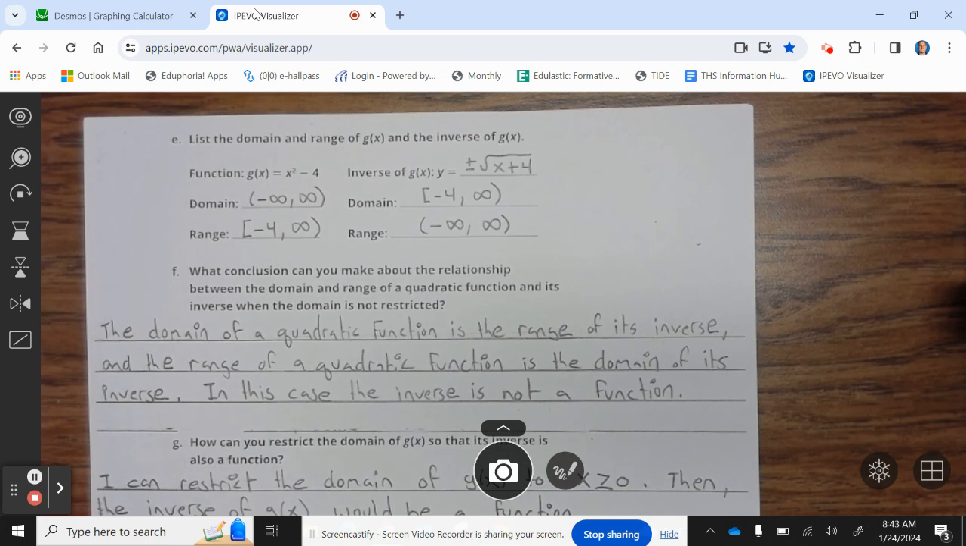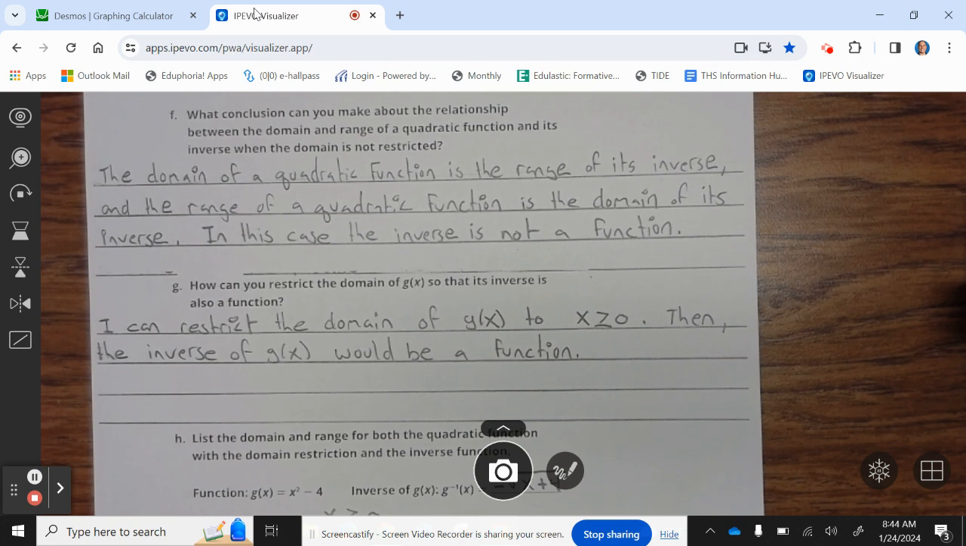E. List the domain and range of g of x and the inverse of g of x. Function g of x equals x squared minus 4. The domain is negative infinity to positive infinity. Range is bracket negative 4 to infinity. And the inverse, y equals plus or minus square root of x plus 4. The domain is bracket negative 4 to infinity. And range is negative infinity to positive infinity. Notice for the inverse, the domain and range switched.